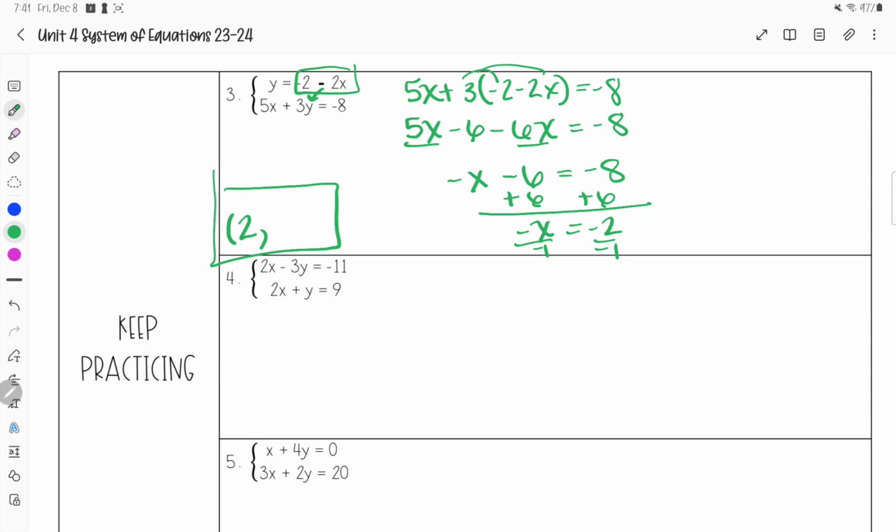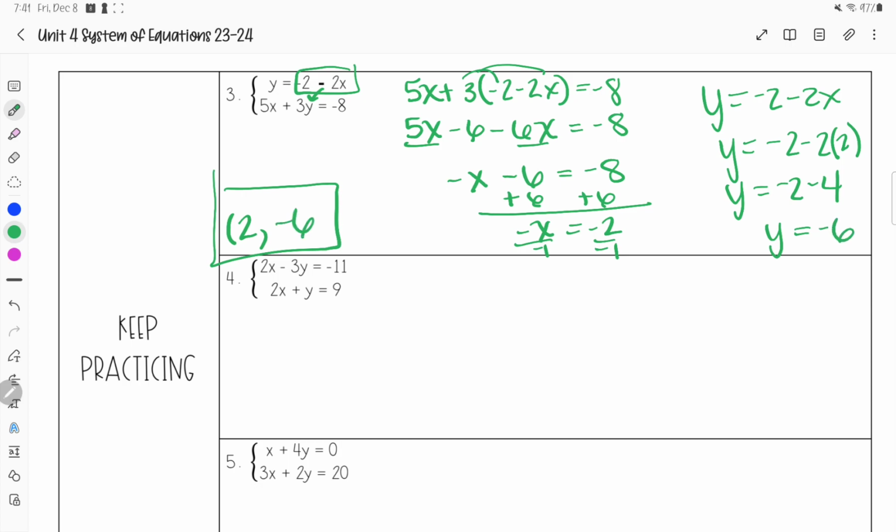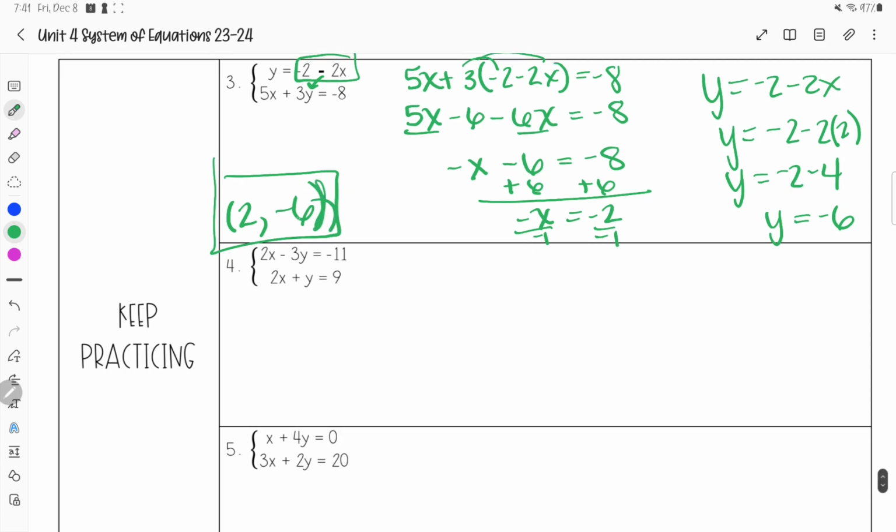Now that I know x equals 2, I can plug it back in. I know that this equation looks like this. So I'm going to replace x, which we now know is 2, with this right here. This is why it's called substitute, because we just plug in what we know into the variable. So -2, and then -2 times 2 is -4, leaving me with y equals -6. So this is saying that if we were to graph these two lines, they would cross right there.